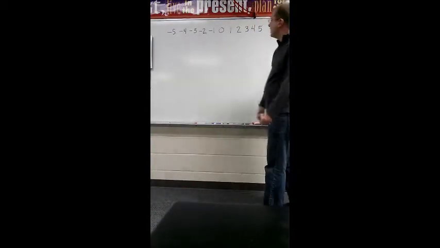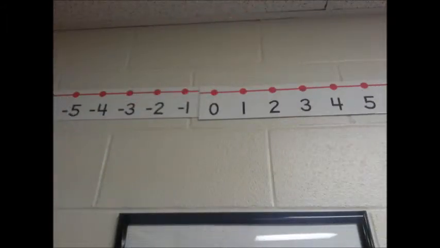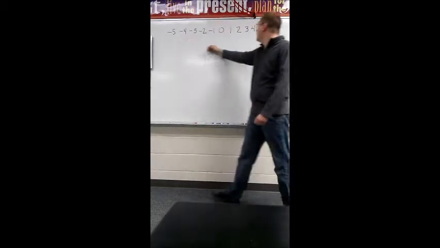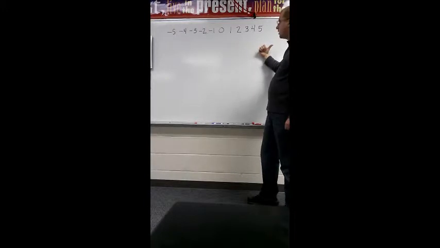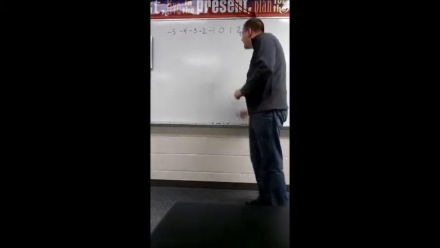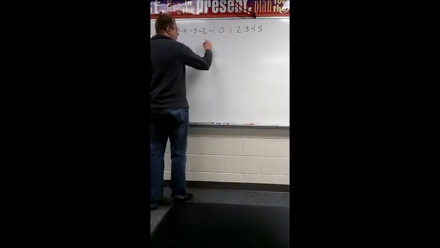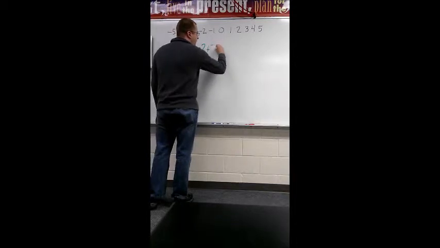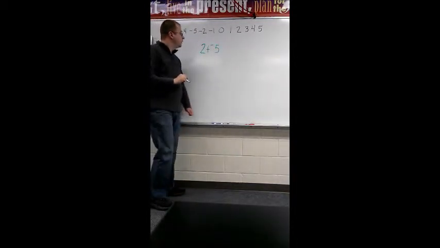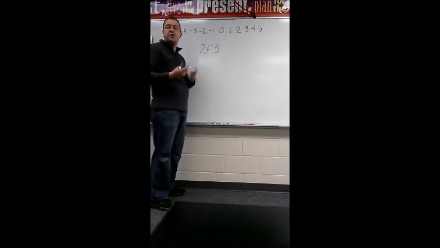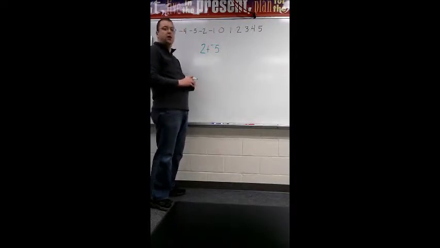The first method we're going to talk about uses the number line. Numbers to the left always are getting smaller, and numbers to the right are always getting bigger. So let's take a look at a sample problem. Let's say I had 2 plus negative 5. Each part of this problem is going to give me a certain set of directions or steps to follow.